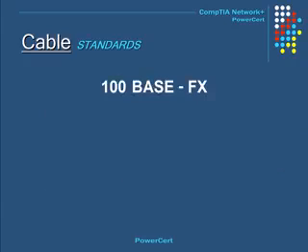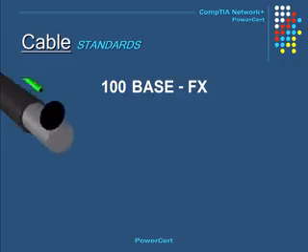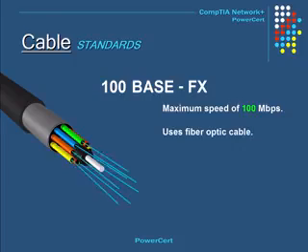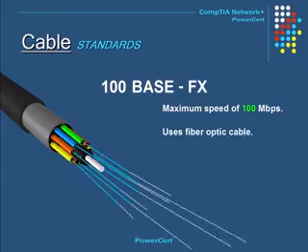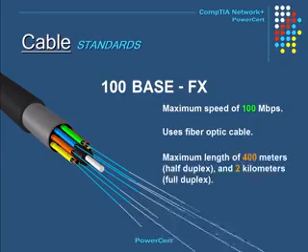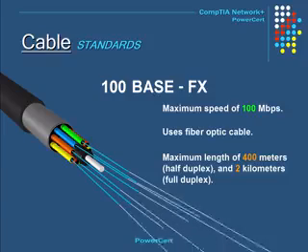100-base-FX, just like 100-base-T, has a speed of 100 megabits per second, but the difference is that FX uses fiber optic cable, where 100-base-T uses copper cabling. It has a maximum length of 400 meters in half duplex mode and 2 kilometers in full duplex mode.